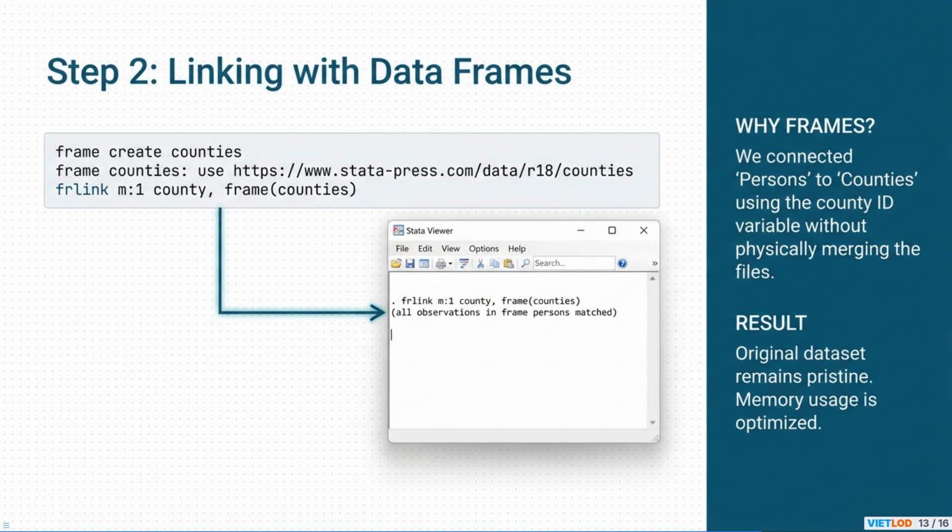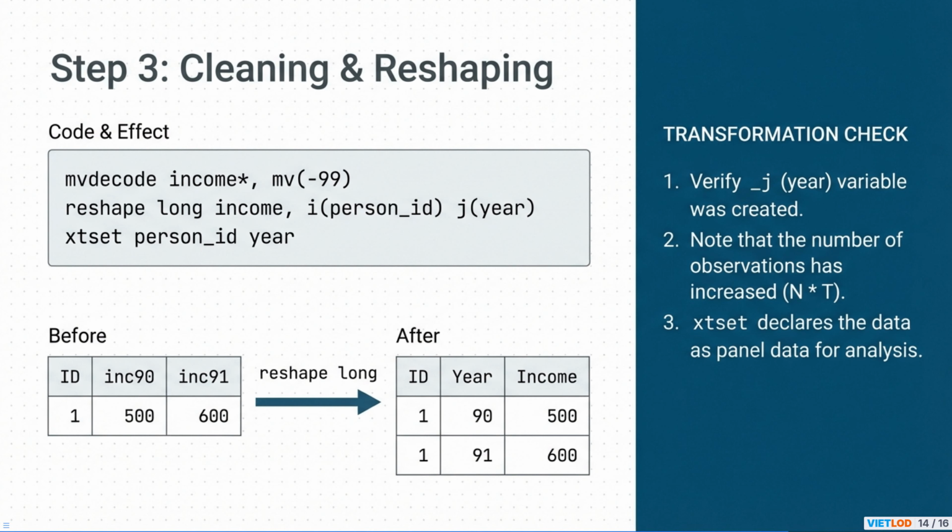First, we create a new empty frame named counties with frame create counties. Next, while in the context of the new frame, we use the use command to load the counties dataset into it. The key step is frlink m:1 county, frame(counties). This creates a many-to-one live link from our main persons frame to the counties frame, using the county variable as the key. The result is that the original persons dataset remains pristine and untouched. We have access to all the county-level data without a physical merge, which optimizes memory and prevents errors.